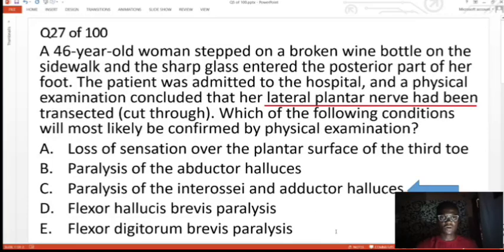Flexor hallucis brevis is part of our LAFF muscles, is innervated by the medial plantar nerve. Flexor digitorum brevis is part of our LAFF muscles and is innervated by the medial plantar nerve also.